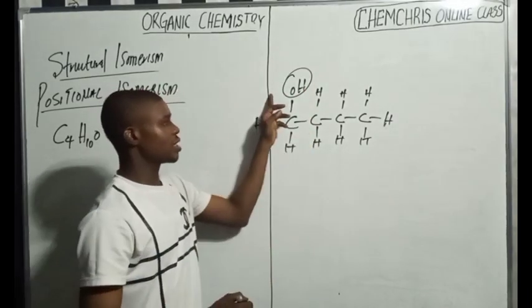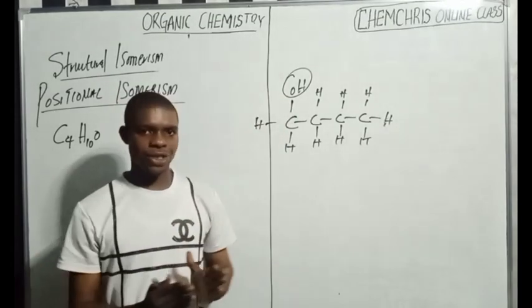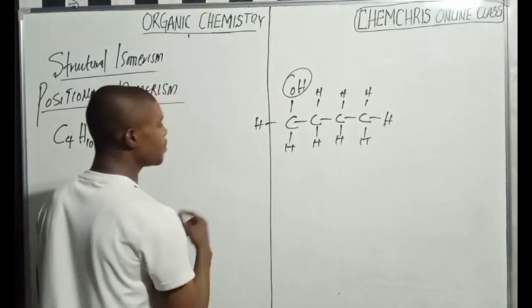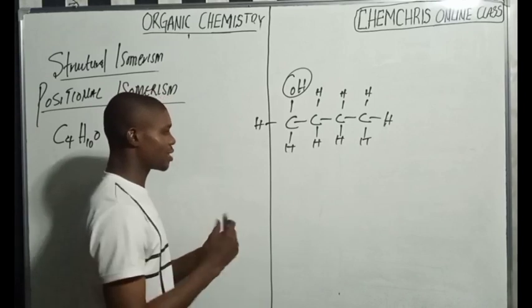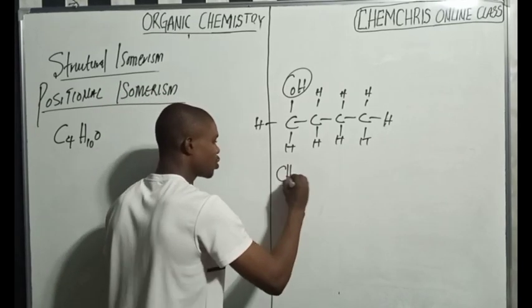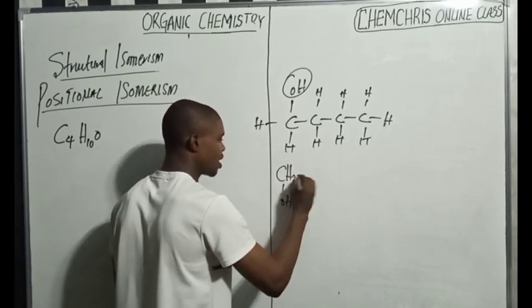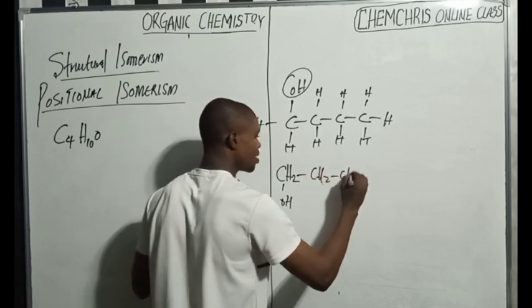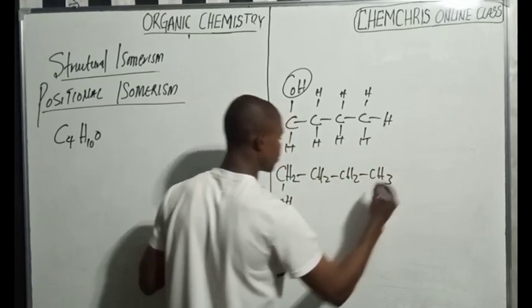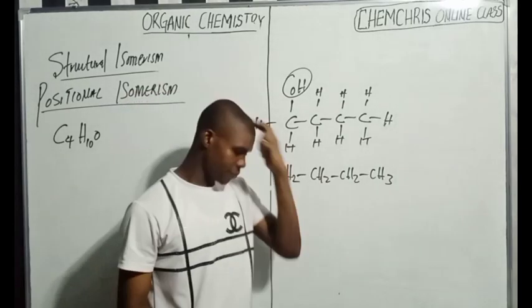But this OH can change position. Now, let me draw this one in a condensed structure so you understand. So here we have CH2OH. Here we have CH2, CH2, CH2. Can you see that? One, two, three, four.